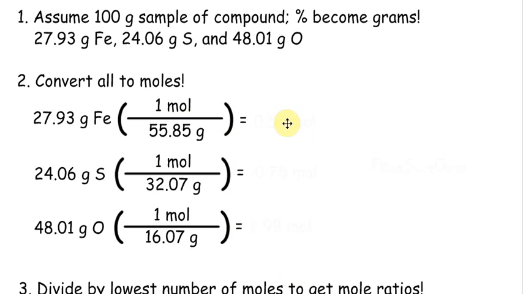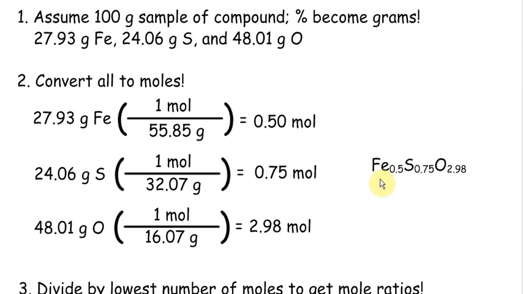For the first one, you get about half a mole. And for sulfur, you get about 3/4 of a mole. And for the third one, you get almost 3 moles. Now, at this point, these numbers are actually part of your empirical formula. We could write an empirical formula, Fe0.5 S0.75 O2.8.